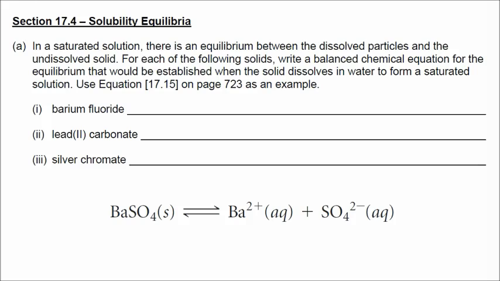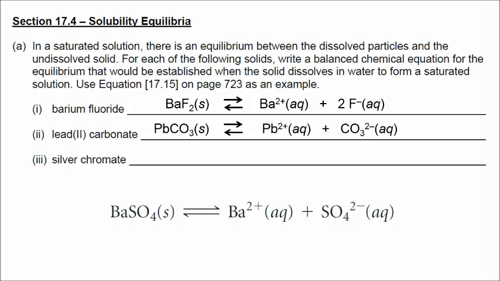Well, the formula of barium fluoride is BaF2. So the reaction involves the production of barium ions and fluoride ions. Notice the 2 as a coefficient for the fluoride. The formula for lead carbonate is PbCO3, and that dissociates into lead ions and carbonate ions. Then finally, silver chromate has a formula of Ag2CrO4 that dissociates to produce silver ions and chromate ions. Again, notice the 2 as the coefficient for silver.